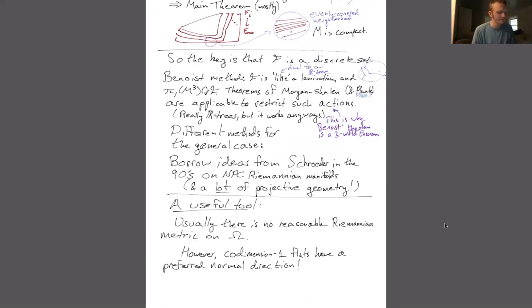So we need different methods for the general case, where the dimension might be greater than 3, because there's no obvious generalization of this theorem of Morgan and Shalen, right? In general, there are some restrictions for how a group can act on an R tree, but nothing so stringent. So we need to do a little more work. And so what we do is we take some ideas.